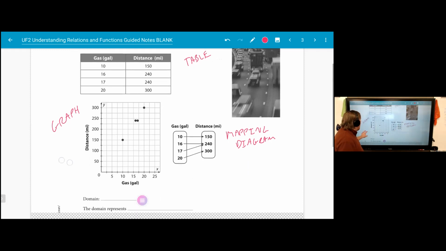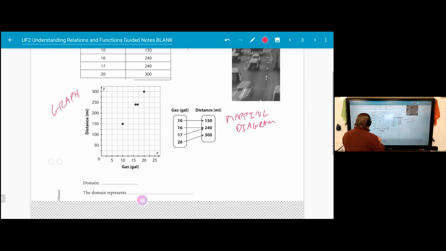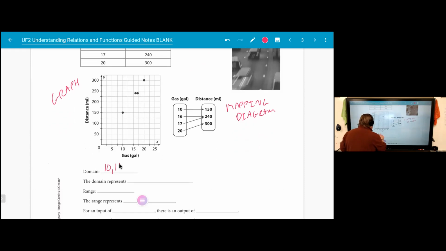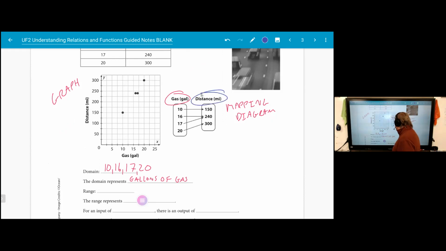The domain are my X values, and it doesn't matter which thing you pull it from, which table, graph, or mapping diagram you pull it from. You just got to have the domain values. The domain values, again, are my X or my inputs. I've got 10, 16, 17, and 20. And these represent gallons of gas. The range, that's my Y values. Those are my Y values. That represents distance in miles.